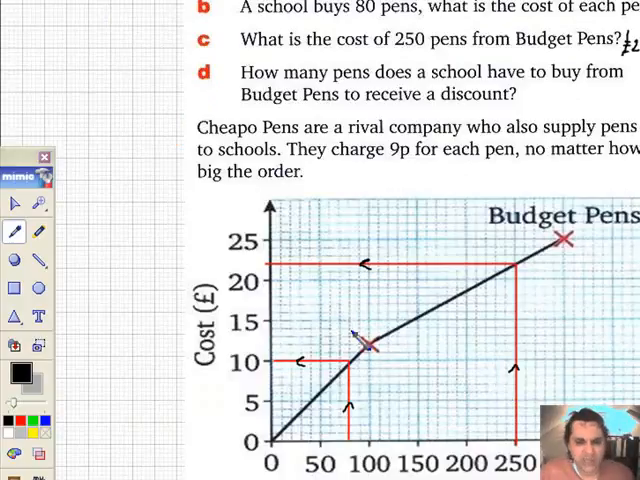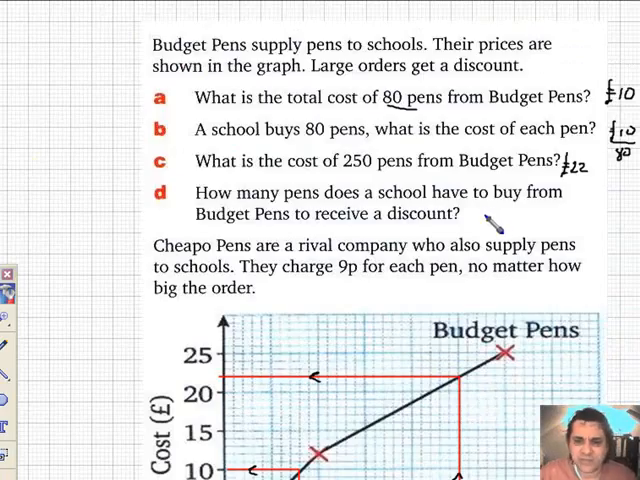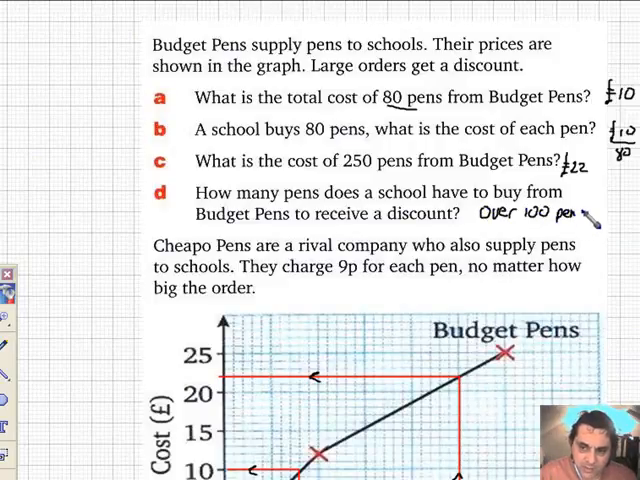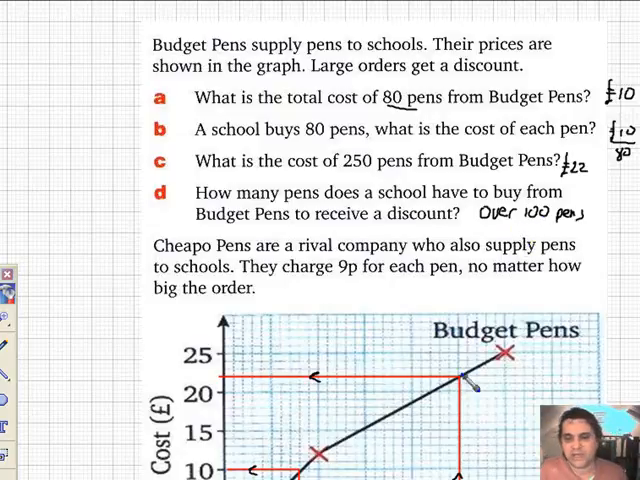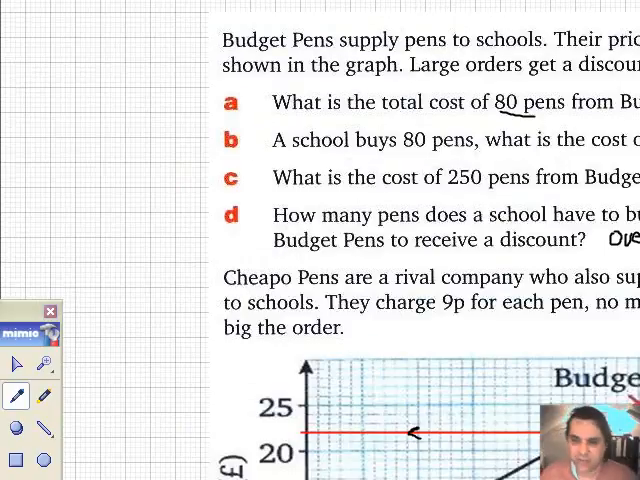So when do you start getting a discount? You start to get a discount after 100 pens. So how many pens does a school have to buy from Budget Pens to receive a discount? The best answer is over 100 pens. In other words, as soon as you hit 101 pens, whoosh, you're into the less slanted line, the less steep gradient.